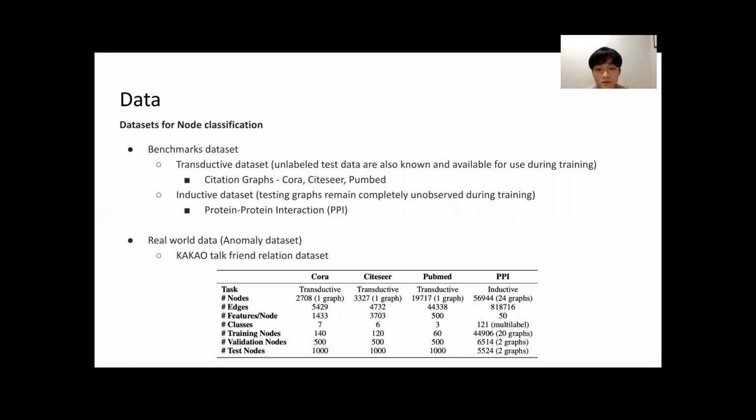And for the inductive setting, we will use the protein-protein interaction dataset, the graph data of protein molecules of human tissues. In addition, for real-world data, we have a KakaoTalk friend relation dataset. In this dataset, each node is a user account, and an edge means they have a friend relationship. The task is detecting spam user accounts.